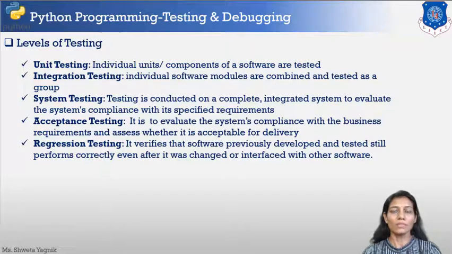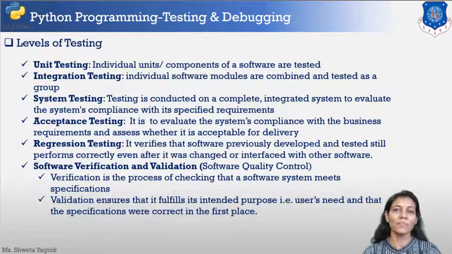So once the software is tested and deployed, it may be required to do some modification. After those modifications, checking whether it is exhibiting the same behavior as per expectation or not is what is done in regression testing. And the last type of testing that we are going to see is software verification and validation, which is also called software quality control.